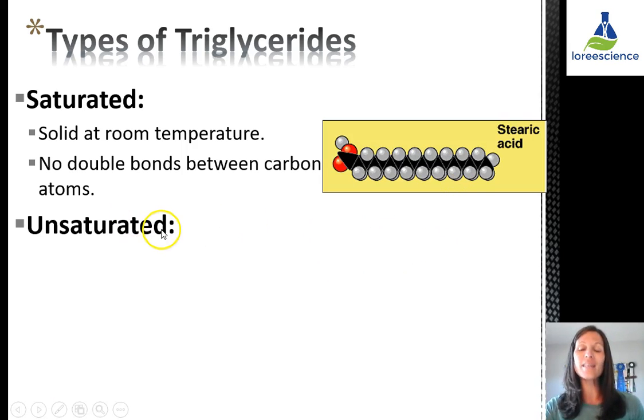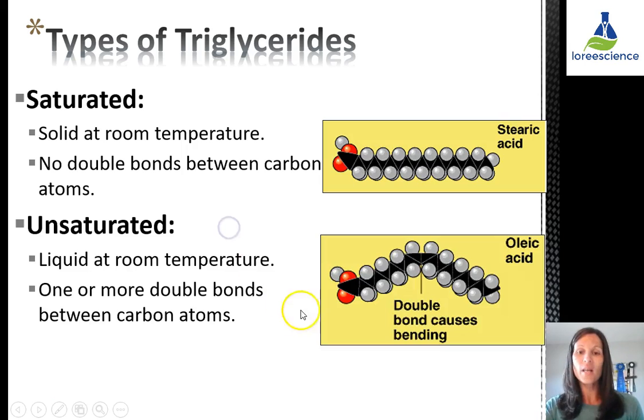Unsaturated, on the other hand, is not full of hydrogens. It's because there are one or more double bonds within that fatty acid tail. So wherever there's a double bond, there will be a kink or a bending in that chain. So when those chains bend, they can't get as close to each other. Therefore, they can't be as tightly bound, so we often find these unsaturated fatty acids as liquids at room temperature.